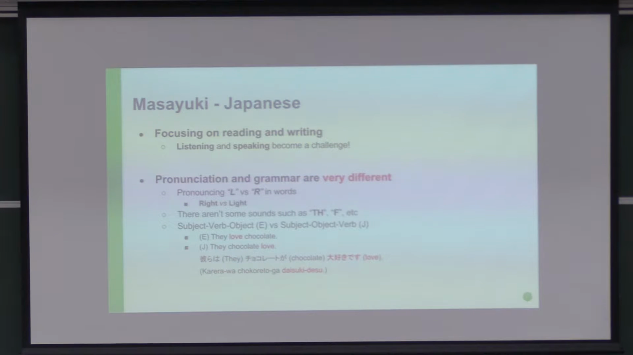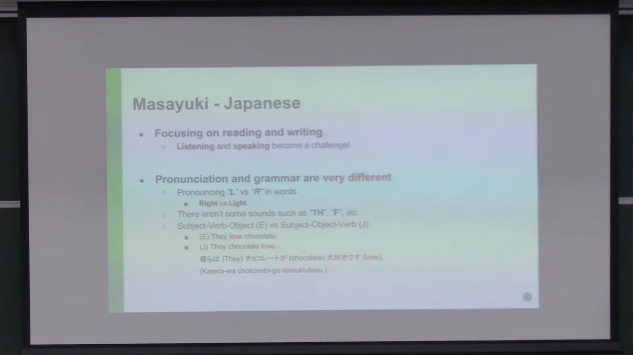And the second example is the TH sound or F sound. We Japanese don't have the TH sound, like in "that". And the F sound, like in "father", has F and TH sounds. We probably say something like "father" in Japanese English. So it's a very different pronunciation in Japanese and English.